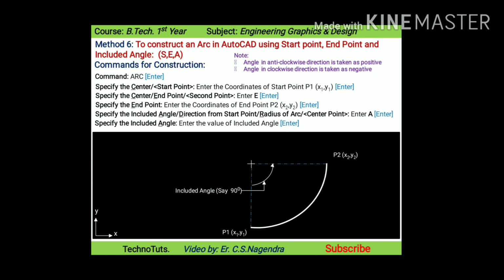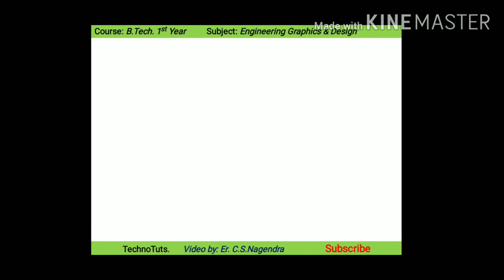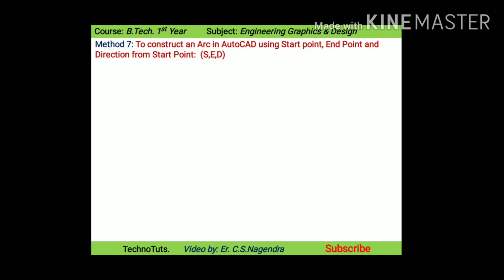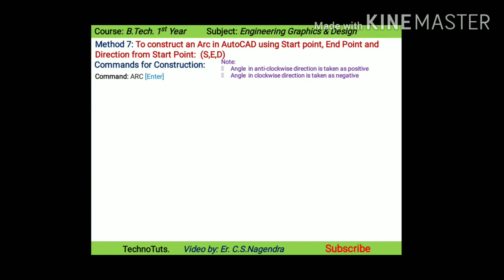Okay students, understood? Let us move to method number 7: to construct an arc in AutoCAD using start point, end point and direction from start point. Here the direction from start point is represented by capital D in short form. Start point is represented by S and end point is represented by E. We should also note that an angle taken in clockwise direction is taken as negative, whereas an angle taken in anti-clockwise direction is taken as positive for the direction also.